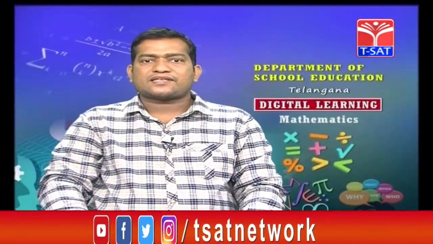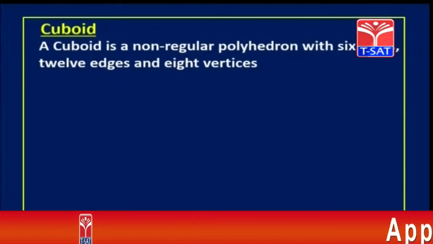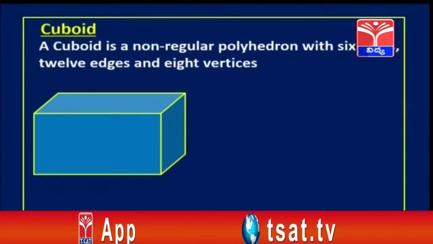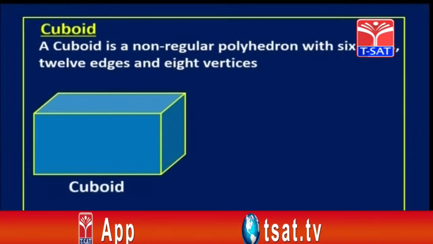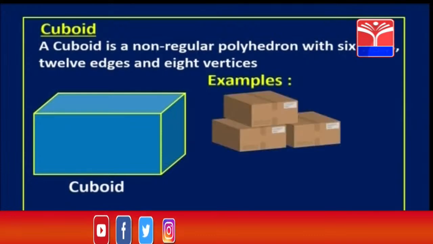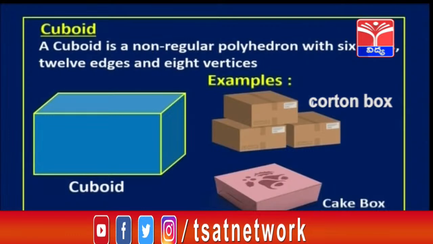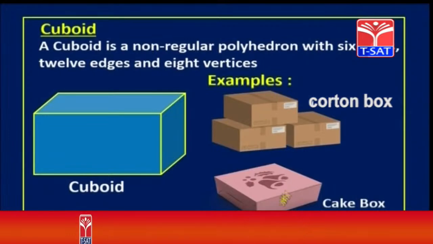Okay children, now let us understand what a cuboid is. A cuboid is a non-regular polyhedron with 6 faces, 12 edges and 8 vertices. Children, you can see the cuboid diagram on the screen. Can you give examples of this which we observe in our day-to-day life, children? Yes, a cotton box and a cake box. See children, the cotton box and cake box are in the shape of a cuboid.